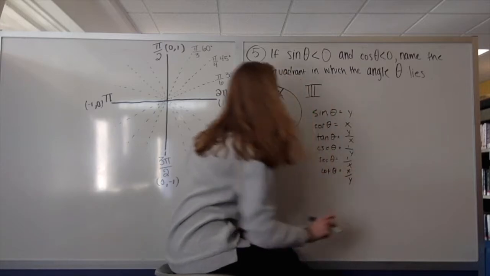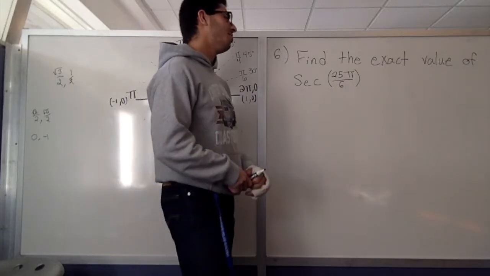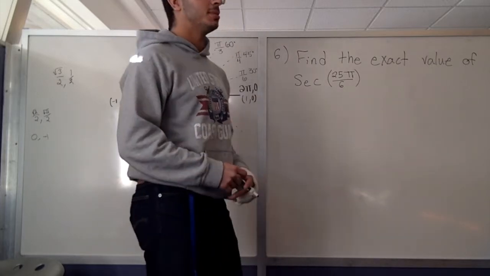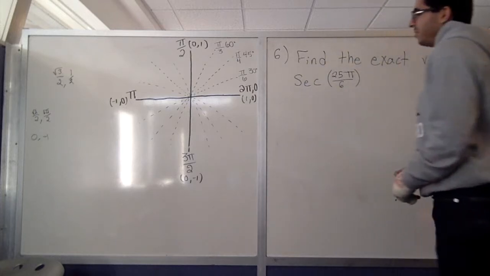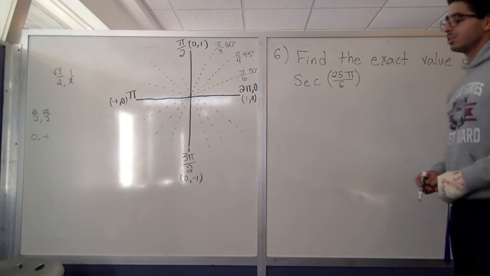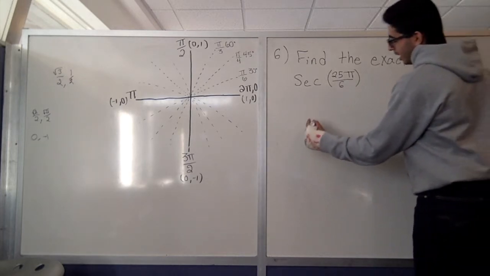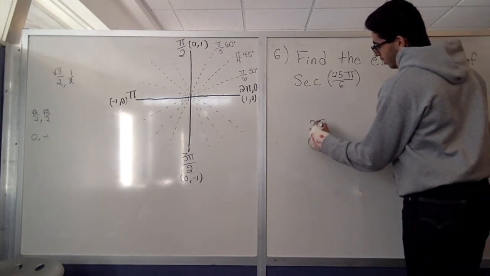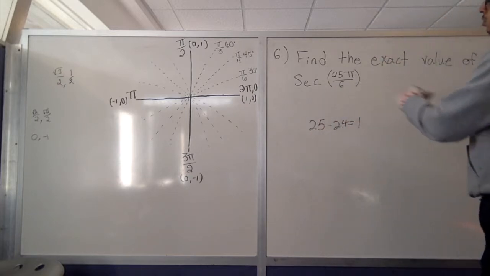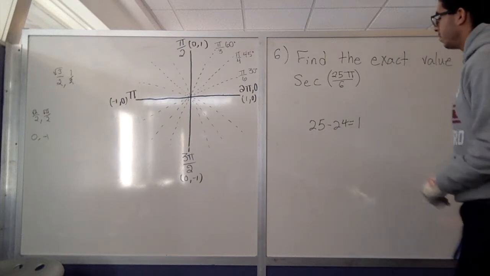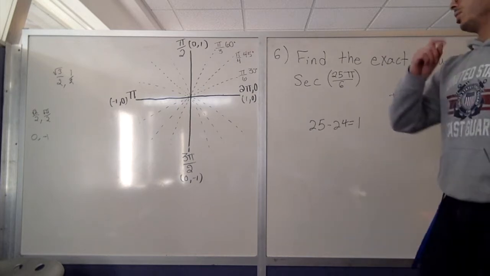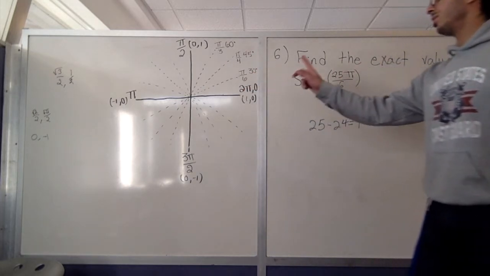Alright, so with this problem, we need to find the exact value of secant of 25 pi over 6. It's hard to find 25 pi over 6 on the unit circle, so we know that 6 goes into 24, so I'm going to subtract 24 from 25, which gives us 1. So now we can rewrite 25 pi over 6 as pi over 6. And then we're going to refer back to our unit circle. Pi over 6 is also 30 degrees.